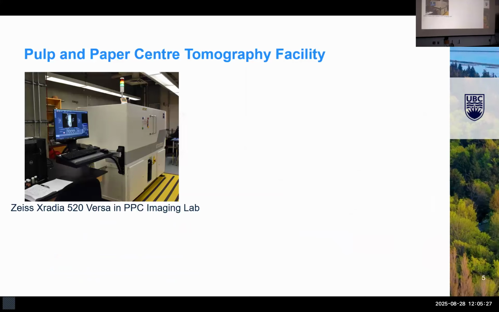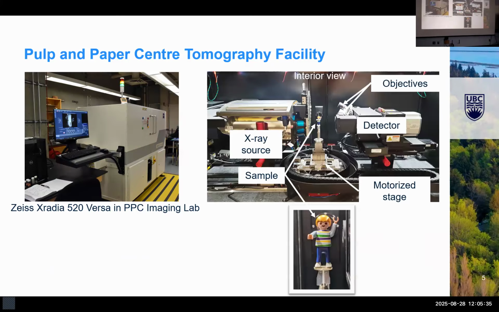In terms of our specific instrument, though, it's this Zeiss X-Radia 520 Versa. On the outside, it's in a big metal box to shield against radiation. And if you look inside, we have those same components: the X-ray source, detector with a variety of objectives, sample which sits on a motorized stage.